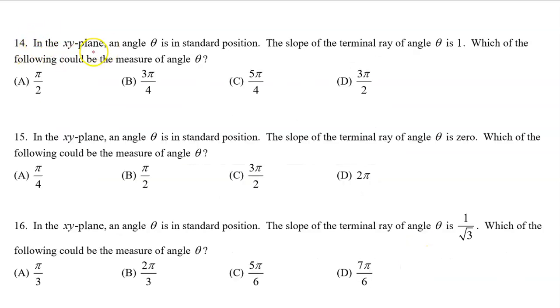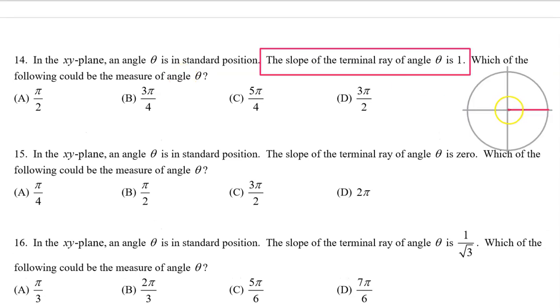Number 14. In the xy plane, an angle theta is in standard position. The slope of the terminal ray of angle theta is 1. Which of the following could be the measure of angle theta? The terminal side with a slope of 1 goes right through the middle of the first quadrant. This is pi over 4, so this is one angle where the slope of the terminal ray is 1. But that is not one of the answer choices.